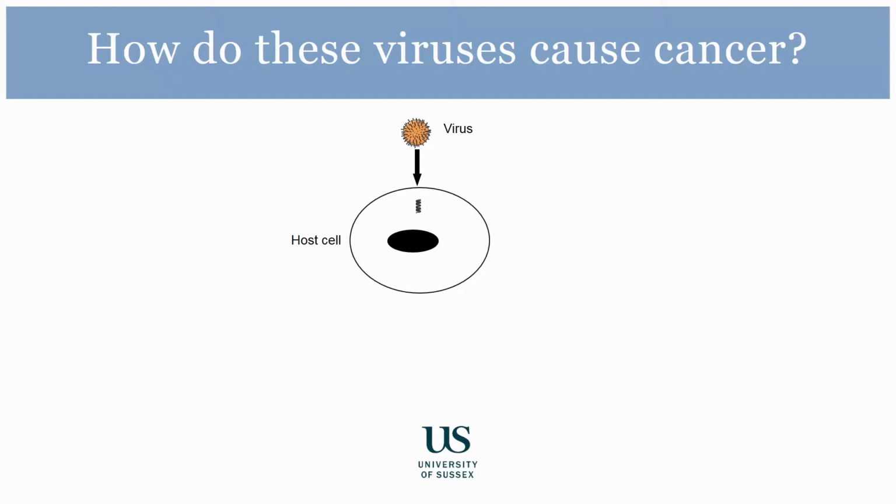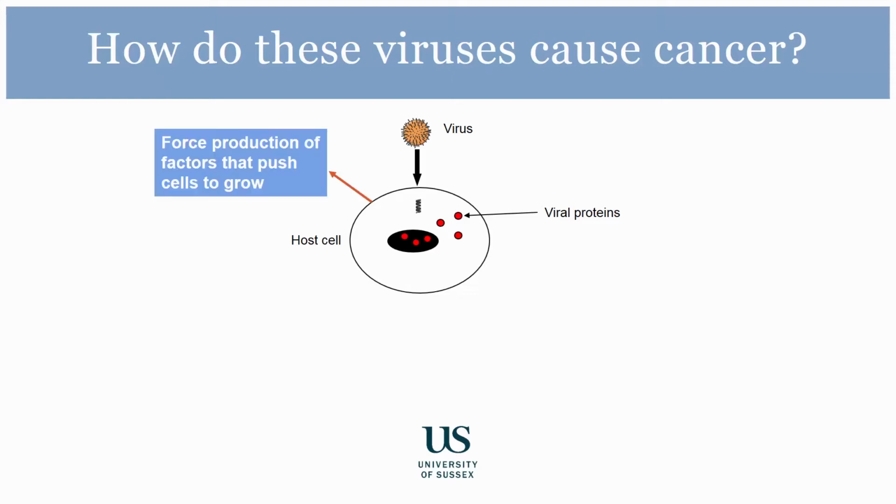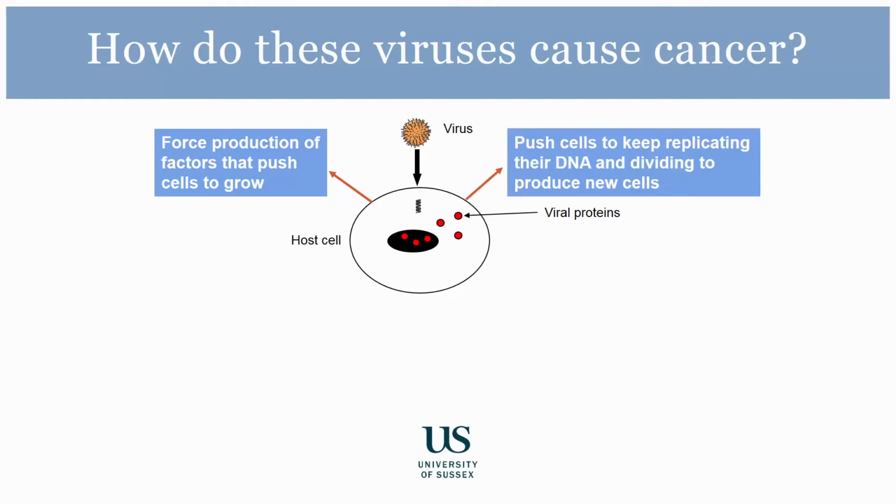This genetic material drives the production of viral proteins within that infected cell. And these proteins have an effect on the host cell. So in the case of cancer viruses, what these viral proteins can do is to force the production of factors within this cell that push the cells to grow in a way that they wouldn't normally grow. In another way of switching on cell growth, they can also push these cells to keep replicating their DNA.